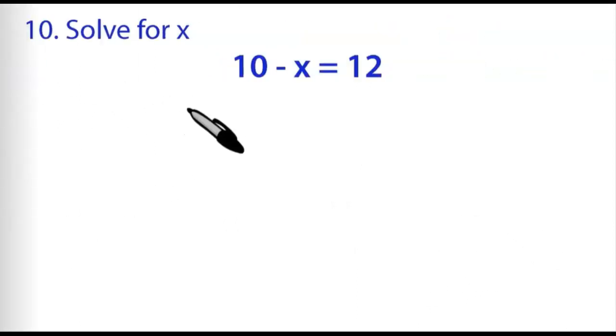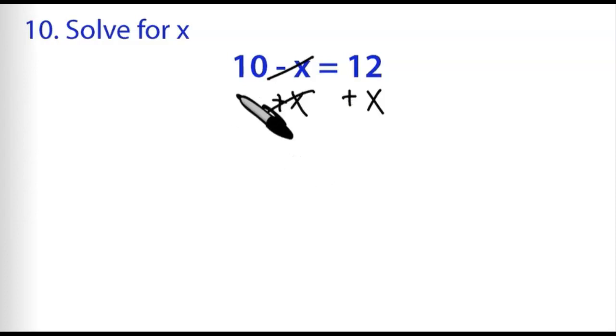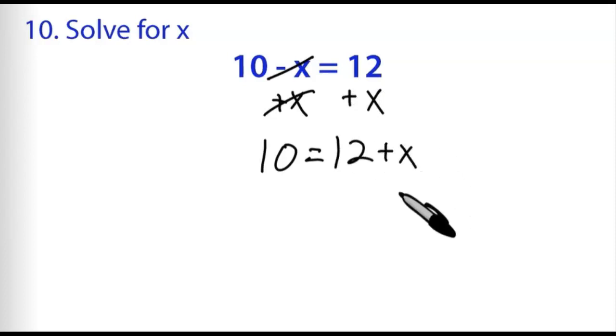For problem 10, we have 10 minus x equals 12. So we'll add x to both sides. On this side, the minus x and the plus x cancel out, leaving just 10. On this side, we have 12 plus x.